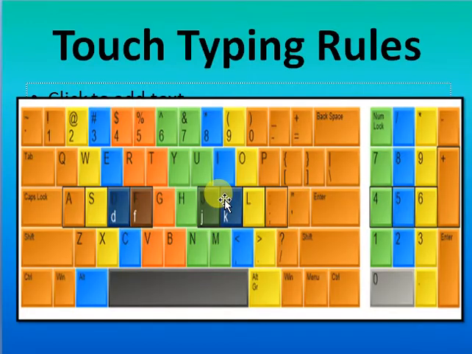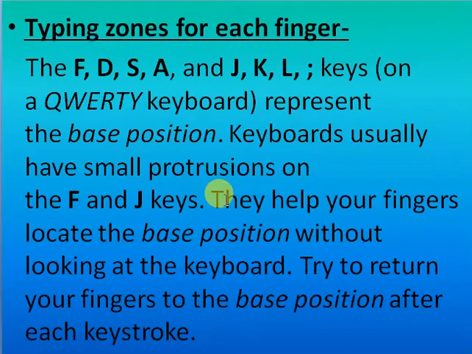Now further are the touch typing rules. What are the touch typing rules? The first rule is typing zones for each finger. The keys F, D, S, A and J, K, L and the apostrophe punctuation key on a QWERTY keyboard represent the base position. So we have to put our fingers on these keys to start typing.